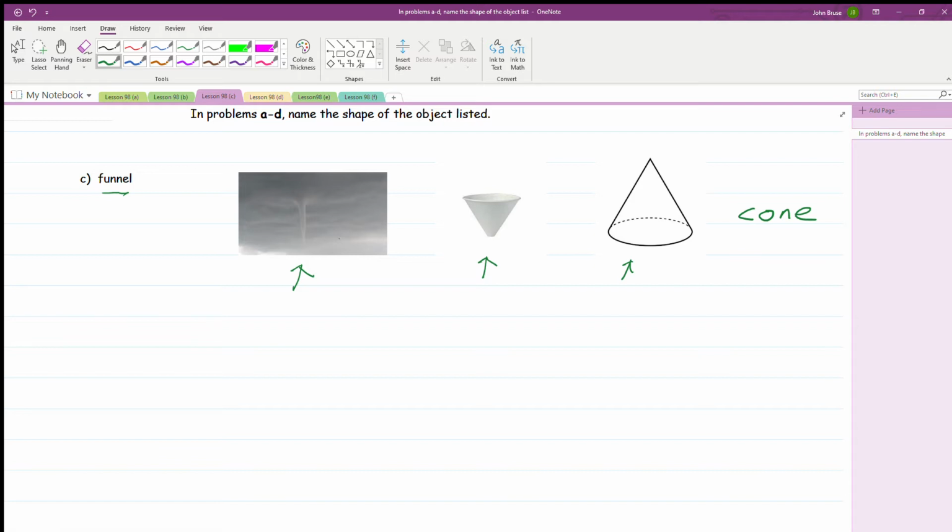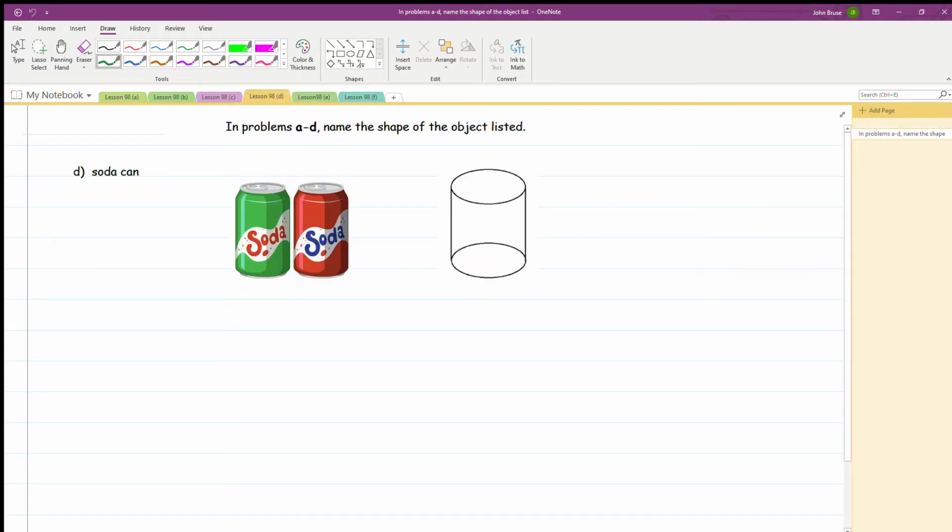All right, we're going to go ahead and go to D. D is a soda can. Here's a couple pictures of some soda cans. Here's an example of what it would look like in the math book. I'll give you a moment to identify what this shape is. This is a cylinder. All right, we're going to go ahead and move on to E.